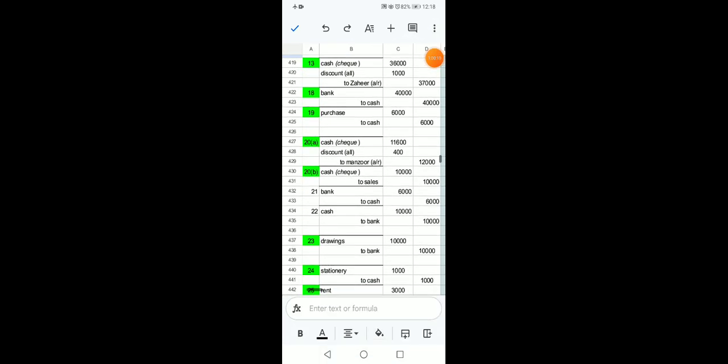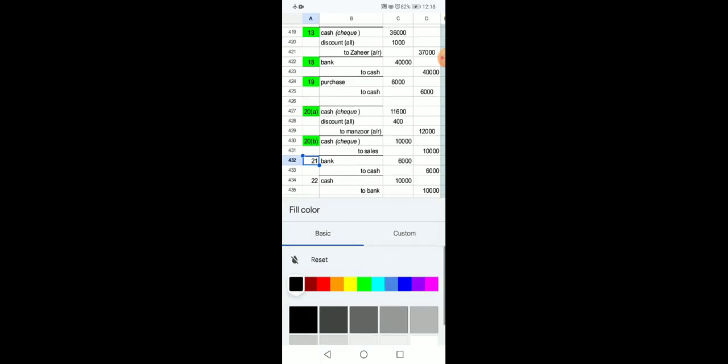Okay, in 21st entry, there were two elements. Both elements have been posted into the ledgers in the cash book. It means 21st entry has been completed. Mark it as it has been done.